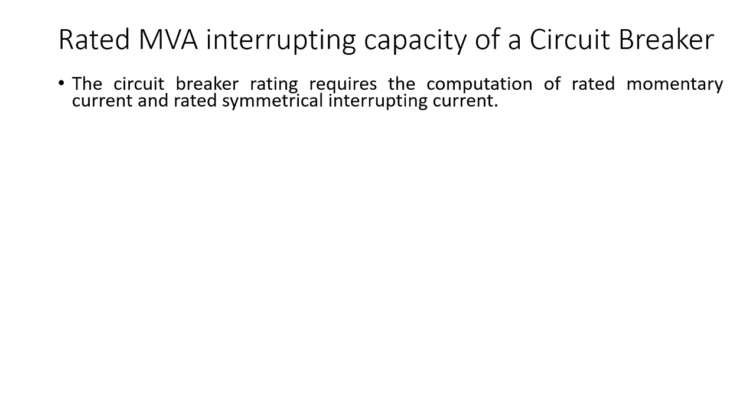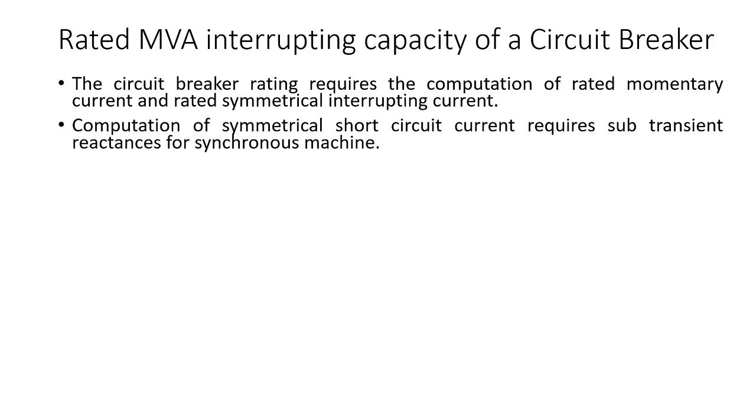So next we go on to the rated MVA interrupting capacity of a circuit breaker. The circuit breaker rating requires the computation of rated momentary current and the rated symmetrical interrupting current. We have found out that the rated momentary current, which is a combination of the DC offset current and the sinusoidal current, appears at the start, and can reach almost twice that of the current value, and rated symmetrical interrupting current is also needed for the circuit breaker rating.